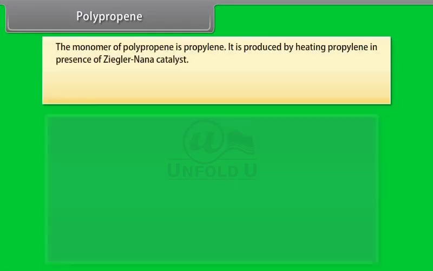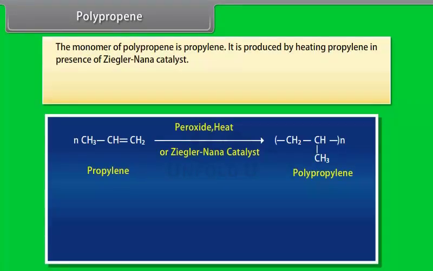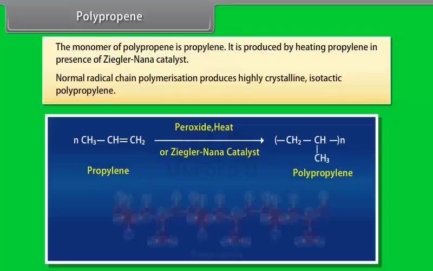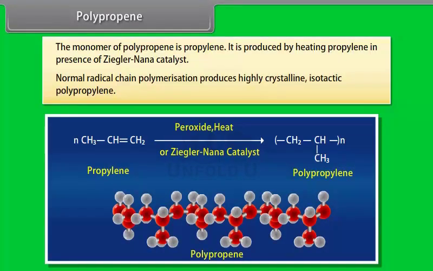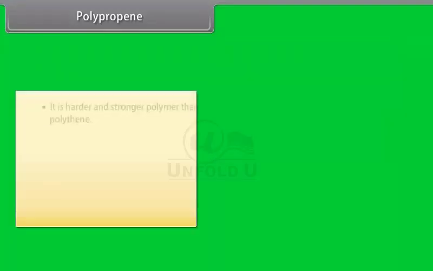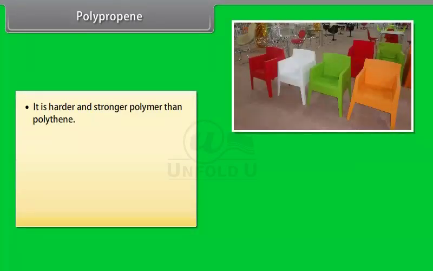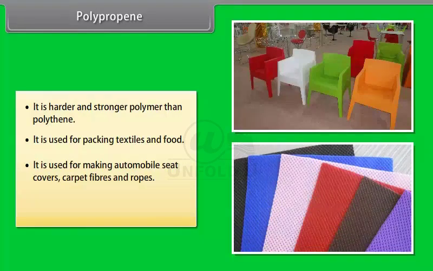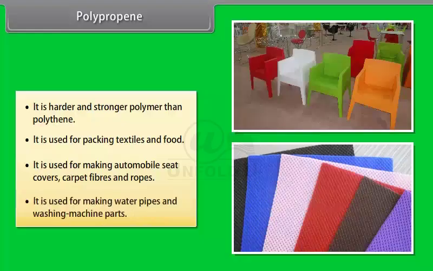Polypropene: the monomer of polypropene is propylene. It is produced by heating propylene in the presence of Ziegler-Natta catalyst. Normal radical chain polymerization produces highly crystalline isotactic polypropylene. It is a harder and stronger polymer than polyethylene. It is used for packing textiles and food. It is used for making automobile seat covers, carpet fibers and ropes. It is used for making water pipes and washing machine parts.